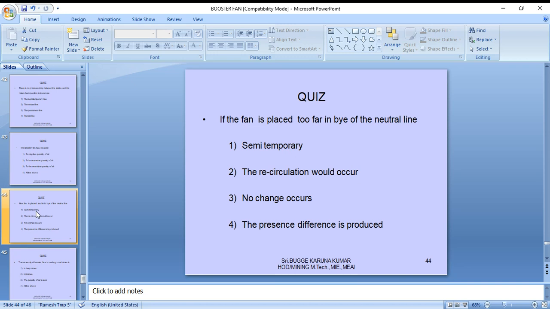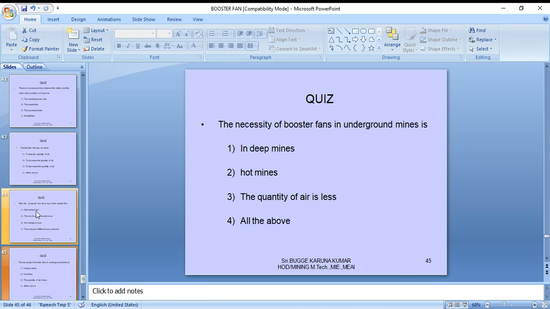Then, if the fan is placed too far in by the neutral line, what happened? Semi-temporary, the recirculation would occur. No change occurs. The pressure difference is produced. So this is the answer you have to tell after thorough reading of your question. And then another question: the necessity of booster fans in underground mines, to deep mines, to hot mines, quantity of air is less, all the above.